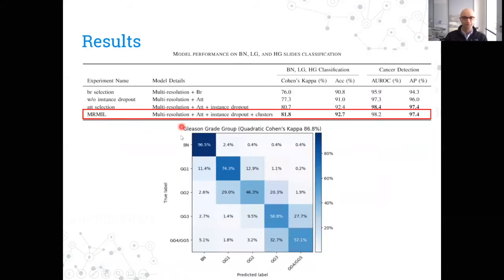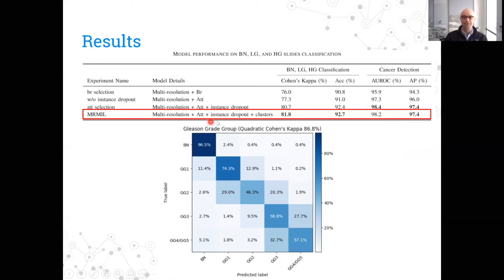So how does this model perform? This table shows various different versions of the model with the proposed version at the bottom. You can see for cancer detection, we have an AUROC of 98 and an average precision of 97. So I would argue it works pretty well. It certainly, in my opinion, works well enough for clinical use.